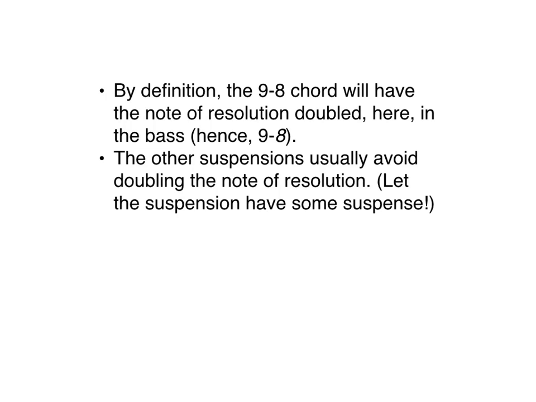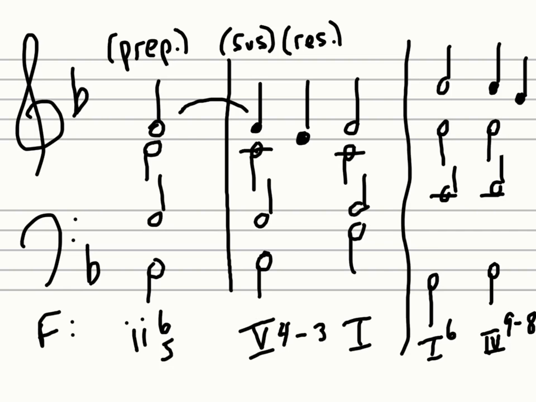Let's go back to this example. So note here in the suspension that I just played, the E is not going to be doubled by one of the other voices. We'll let that resolution be unique in the chord. And the numbering for this, 4, 3, because the interval with the bass is a fourth, going to a third.